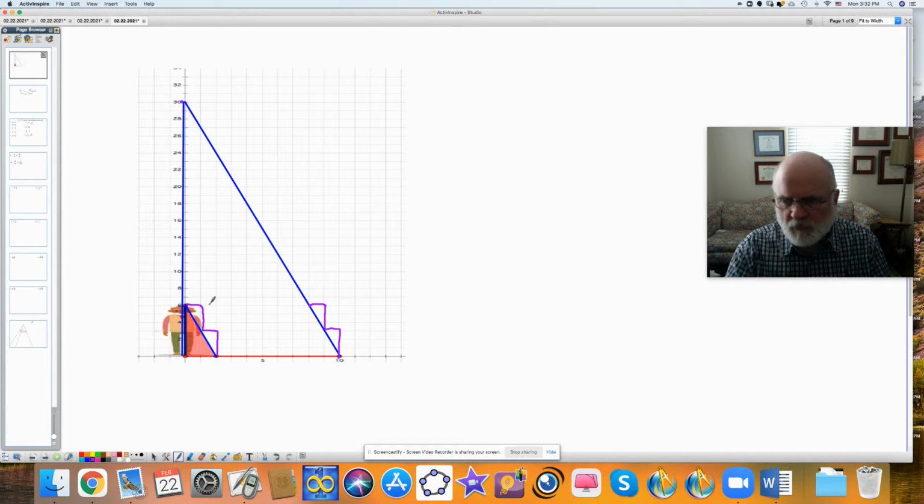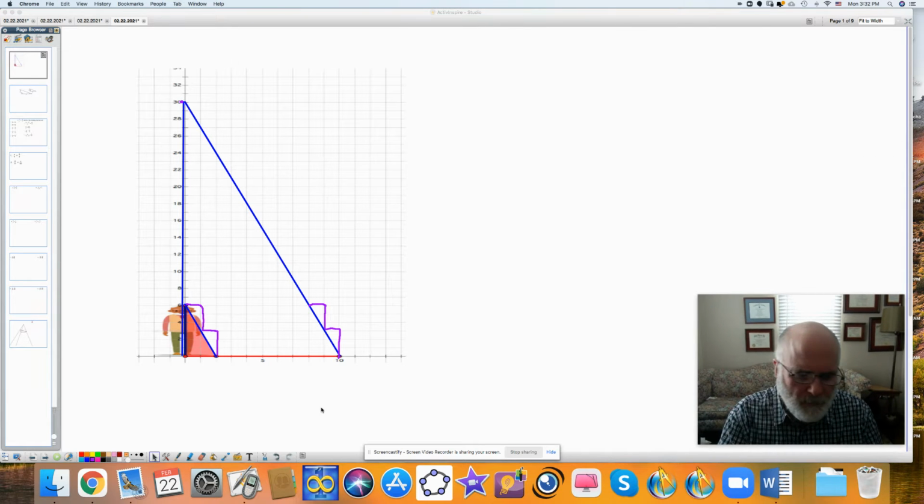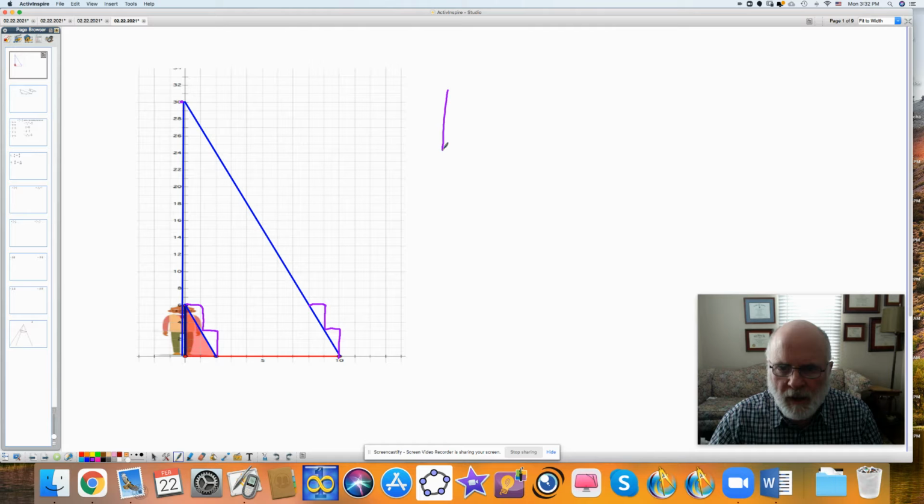Now, to show you how we could set this proportion up, I'm going to move this picture of me over somewhere down here and redraw the picture. Here I am. I'm 6 feet tall. My shadow is 2 feet in length. The flagpole's shadow is 10 feet in length, and we don't know how tall it is. So we put an X here.